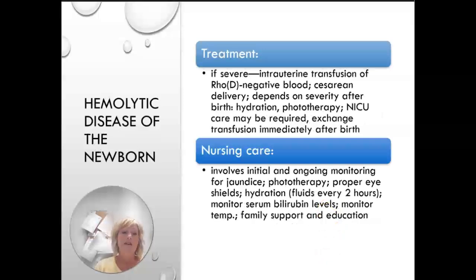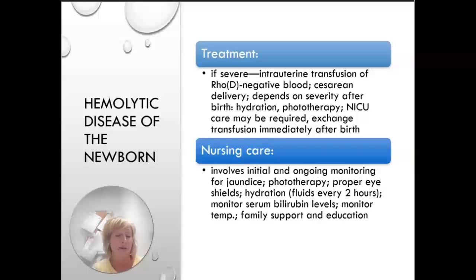Treatment, if it's severe and we catch it and we know it's happening, we can do an intrauterine transfusion where we transfuse negative blood in there to make sure that those red blood cells are delivering the proper oxygen and nutrients. We'll end up doing a cesarean delivery just because that baby's already been stressed. So depending on the severity, make sure that they're good and hydrated. We're probably going to end up with phototherapy. They're going to be in a NICU, and we may end up with an exchange transfusion right after birth.